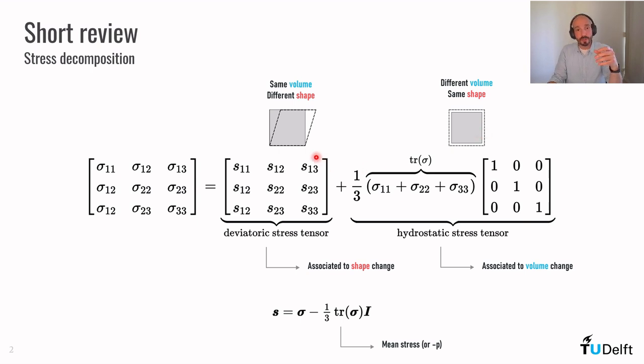And we also have the deviatoric part. The deviatoric part, on the other hand, doesn't change the volume of the element. It only changes the shape of the element. So the volume will be the same, but the shape will change.